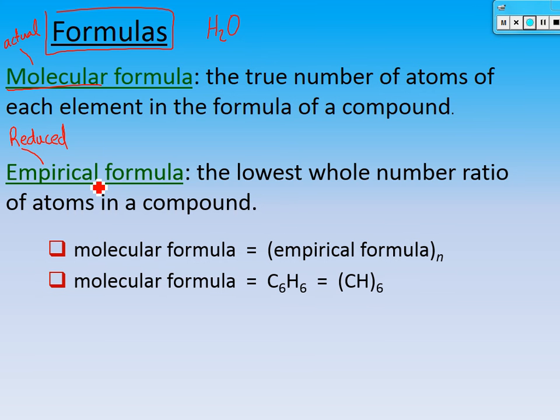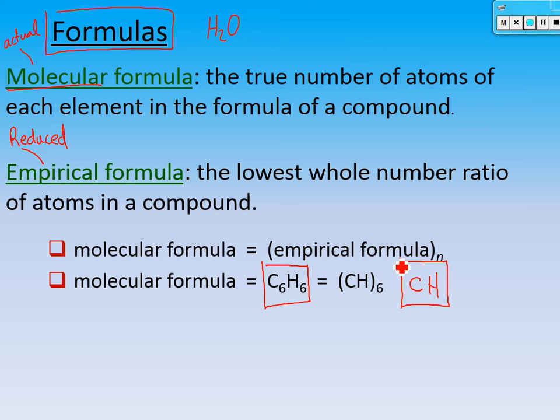Okay, so here's what I mean. If the molecular formula was C6H6, can 6 and 6 be reduced? Yeah, they're both divisible by 6, so if we divide both of them by 6, don't we get CH? And so your empirical formula is just CH. This is the molecular formula. This is your empirical formula.